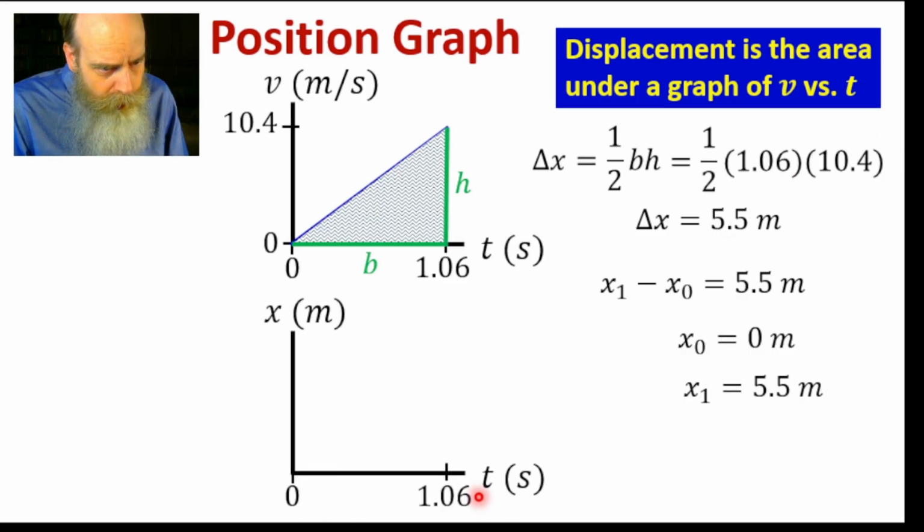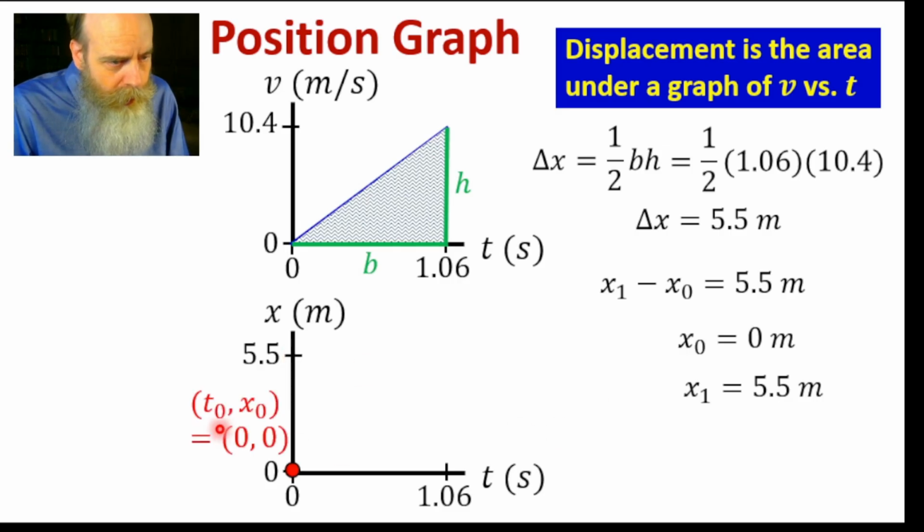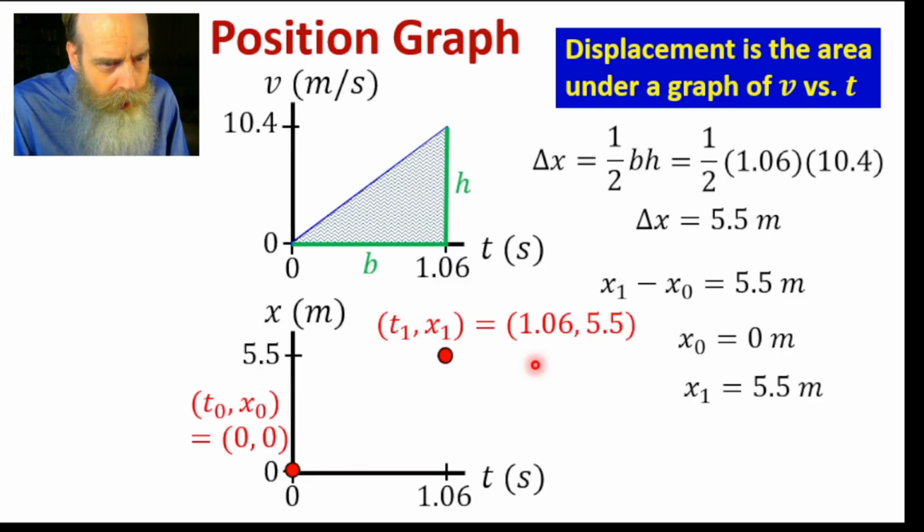Time goes from 0 to 1.06 seconds. Position goes from 0 to 5.5 meters. We have 2 points. The initial point, t is 0, x is 0, right here. And then the final point, t is 1.06 seconds, x is 5.5 meters, right here. How do we join these 2 points together? It's not a straight line, which it was for velocity. If acceleration is constant, velocity is linear, position is going to be quadratic. So it's going to be a parabola. And it's going to look like this.